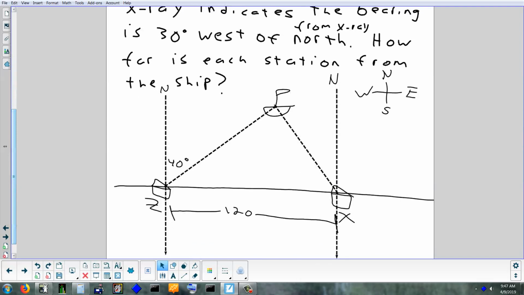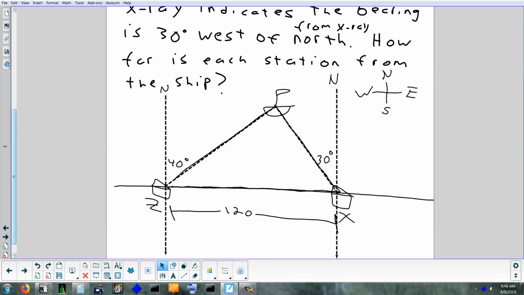Now the other one, I know it said west, but how much was it west? 30. 30 degrees west, or to the left of north. Okay? So now we've got our diagram. What I like to do is, I'm just going to trace the triangle out.